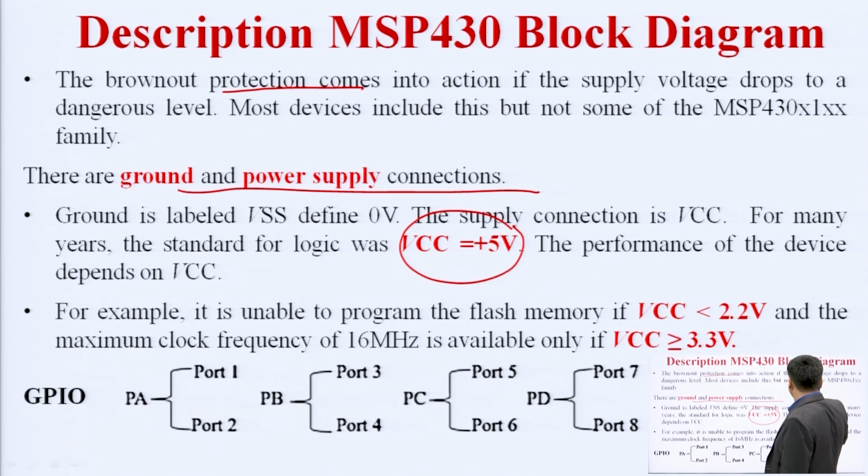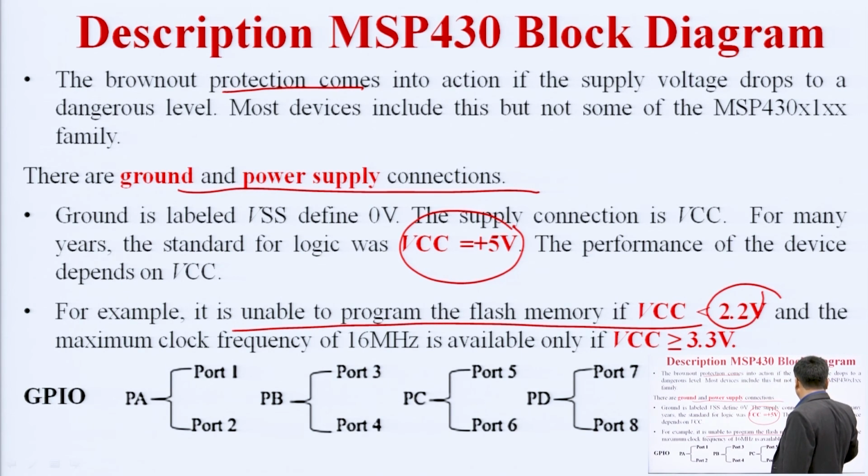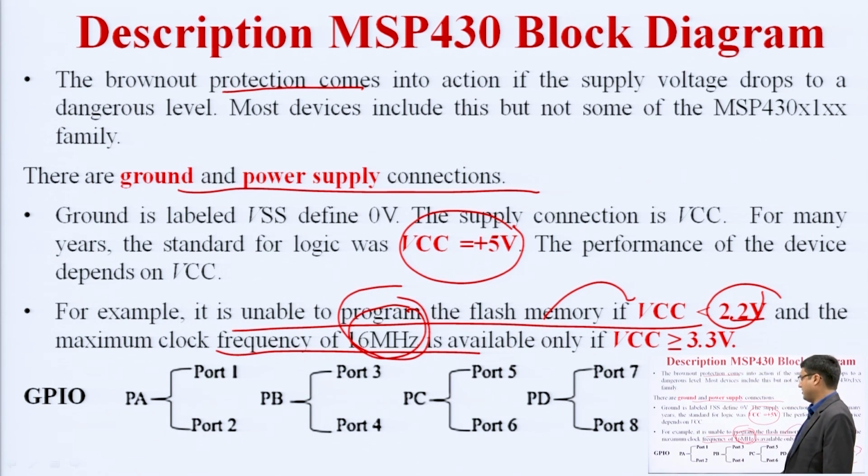The power supply is plus 5 volt. We can say that it is unable to program the flash memory if VCC is less than 2.2. The maximum clock frequency of 16 megahertz is available only if the supply voltage is greater than 3.3 volt when we are working at 16 megahertz.